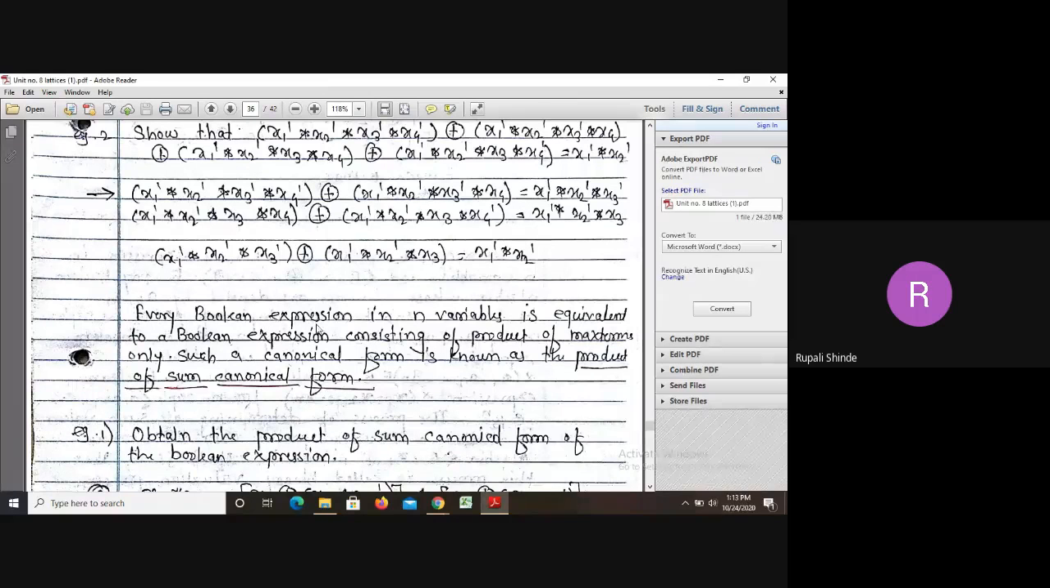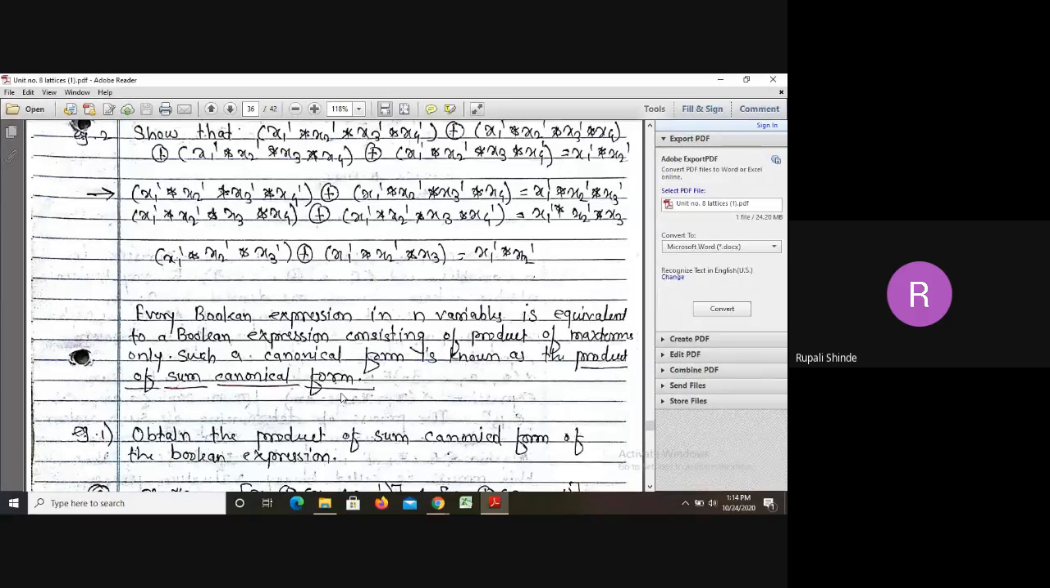Every Boolean expression in n variables is equivalent to a Boolean expression consisting of product of max terms only. So such a canonical form is known as product of sum canonical form. So in short, we can say that any Boolean expression which consists of product of max terms is called as PCNF. So keep in mind that minterm is associated with PDNF and maxterm is associated with PCNF.